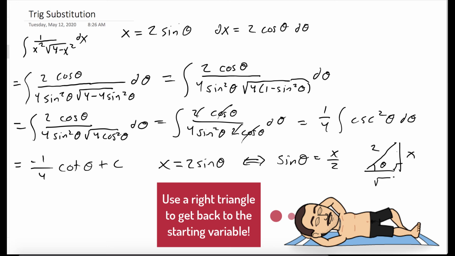So the adjacent side will be the square root of 4 minus x squared. Again, use the Pythagorean theorem to get that. And our integral becomes negative 1/4 square root of 4 minus x squared over x plus C.